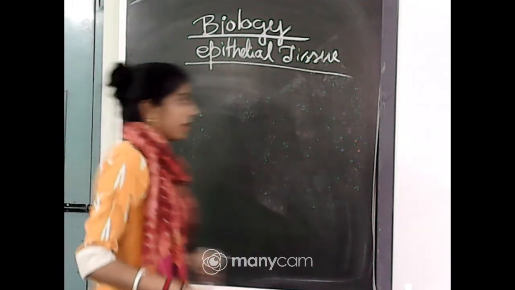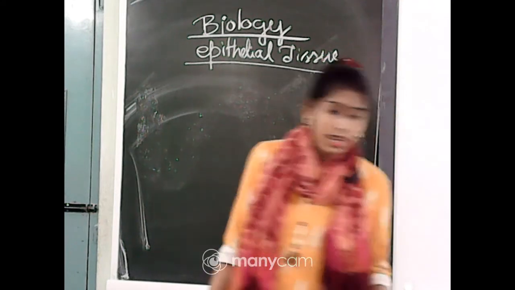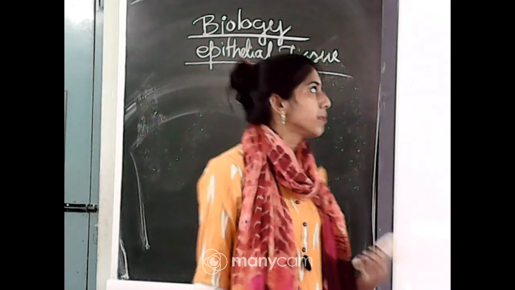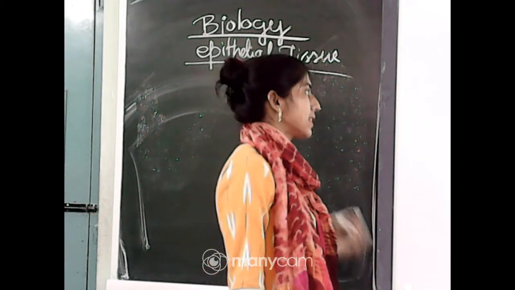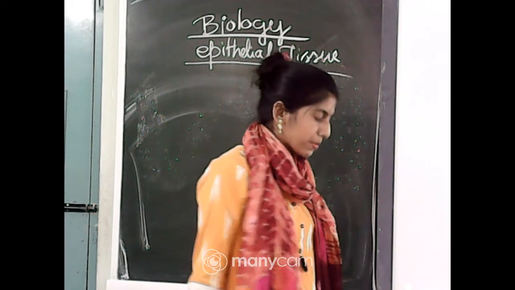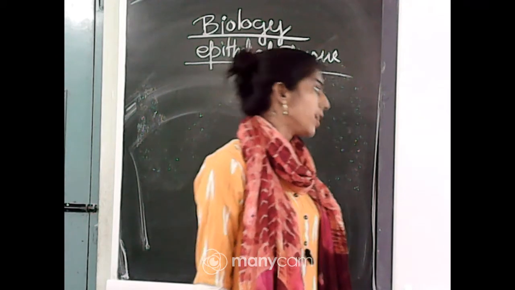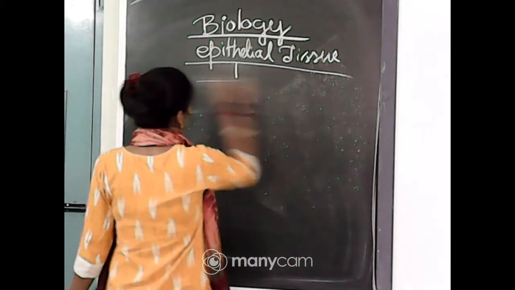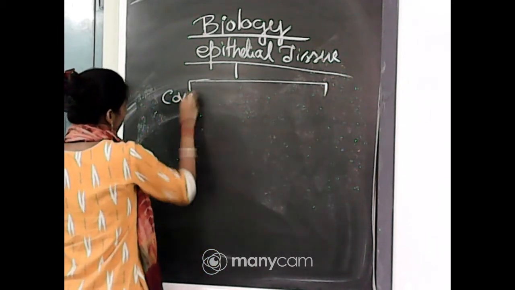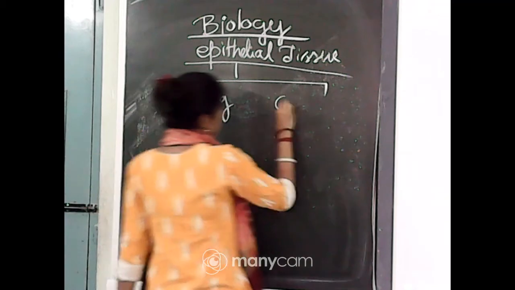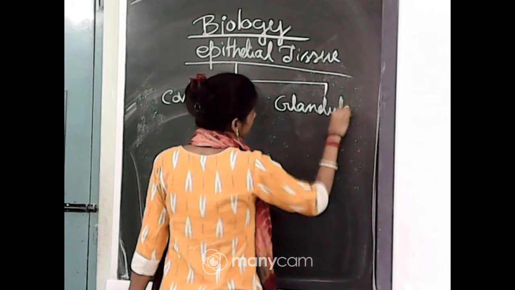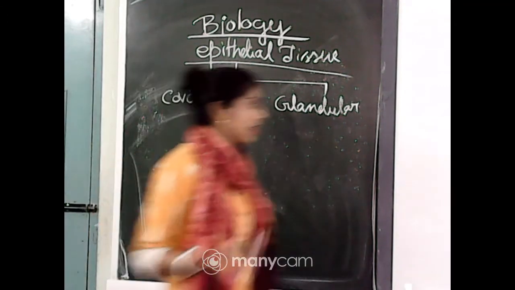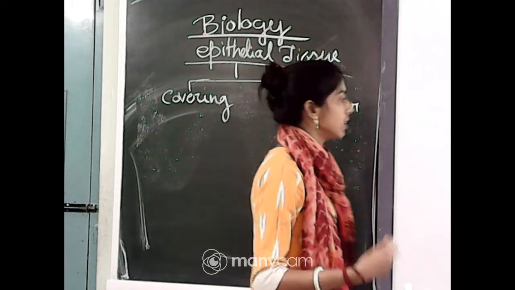So, you can remember the different properties of epithelial tissue: it has a non-cellular layer called the basement membrane, and the basement membrane has two layers, the basal lamina and the outer fibrous layer, and it has regeneration power. And epithelial tissue can be differentiated mainly into two types. What are they? First one is covering epithelium, another one is glandular epithelium.